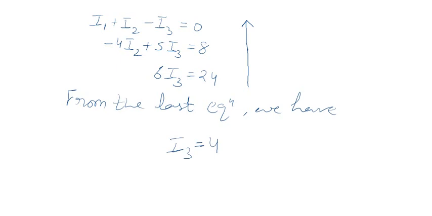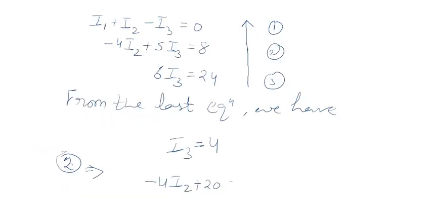You can number these equations 1, 2, 3. Now equation 2 gives: you have the I3 value, so you substitute there. Minus 4 I2 plus 20 equals 8, which implies minus 4 I2 equals 8 minus 20, that is minus 12. This implies I2 equals 3.